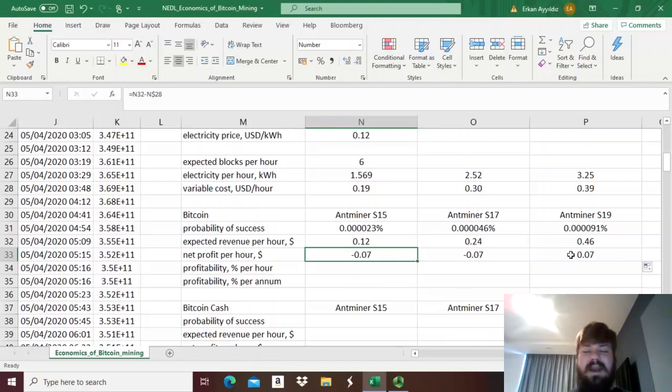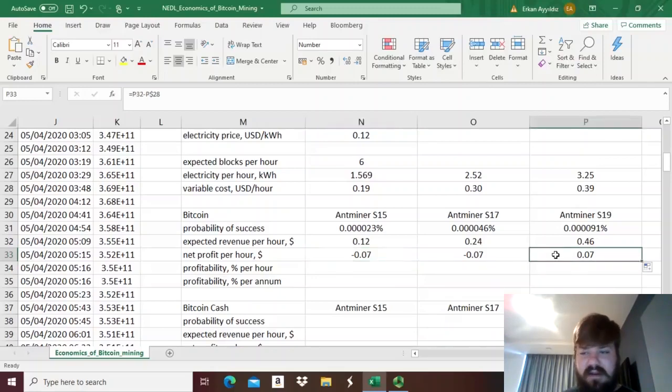The only ASIC that is capable of generating a profit on the Bitcoin blockchain is the most recent one available, Antminer S19, that has been released very recently, namely in December 2019.